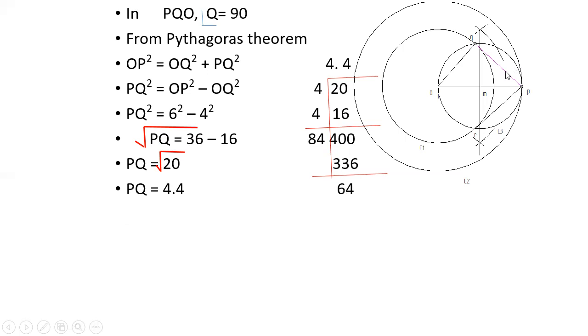And with measuring with the help of a ruler, still we get 4.4. Hence, justified. Yeah, that's it.